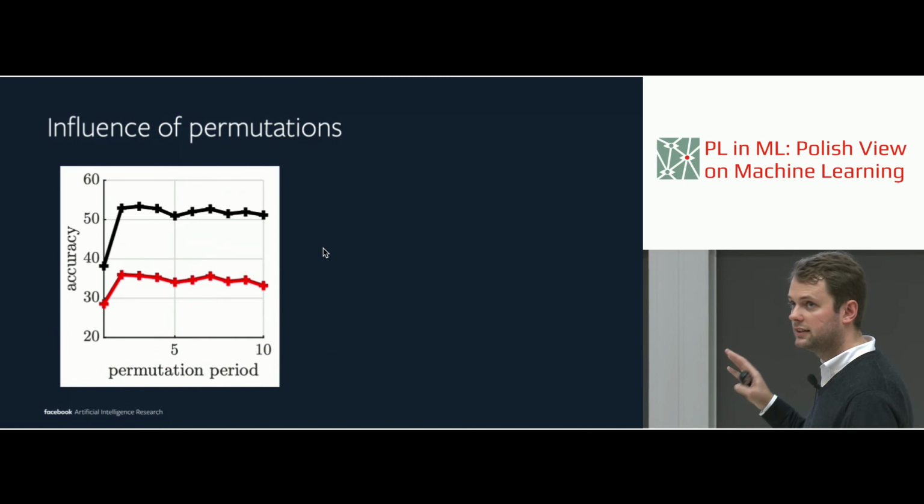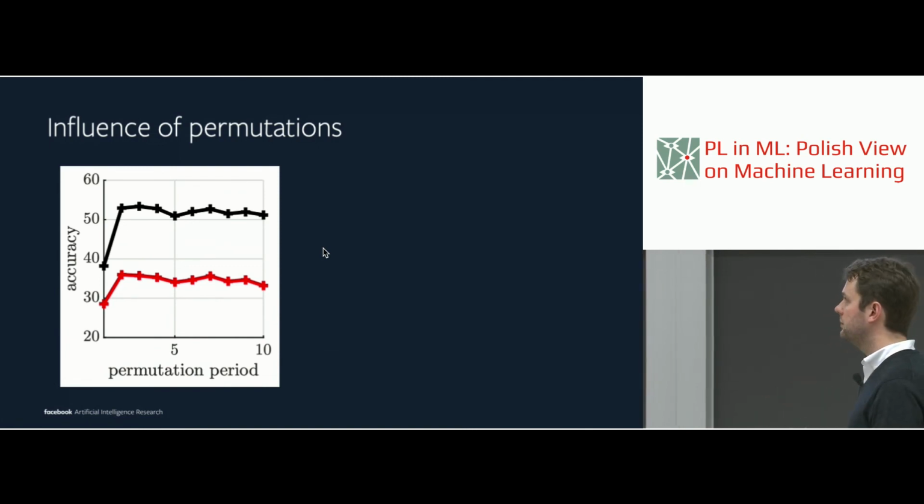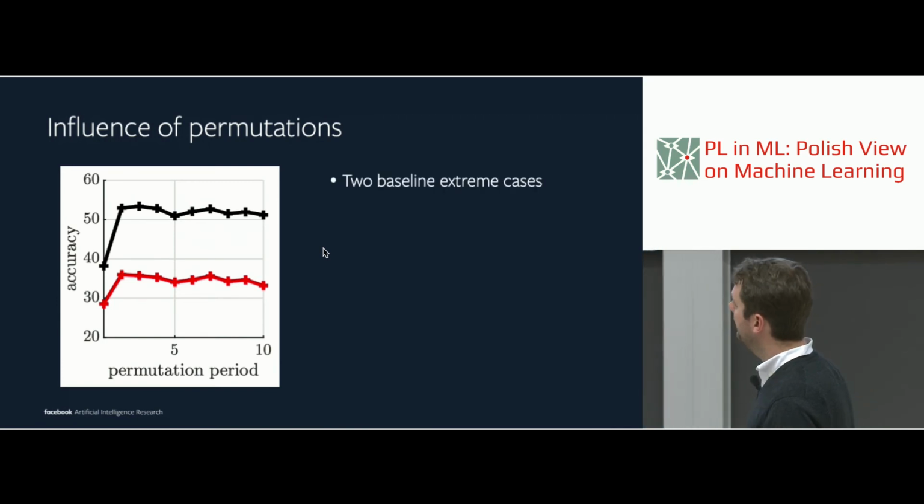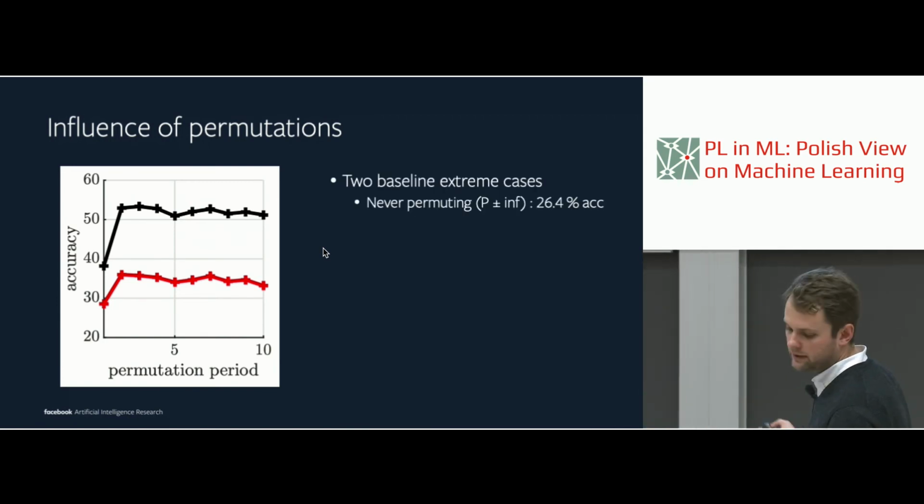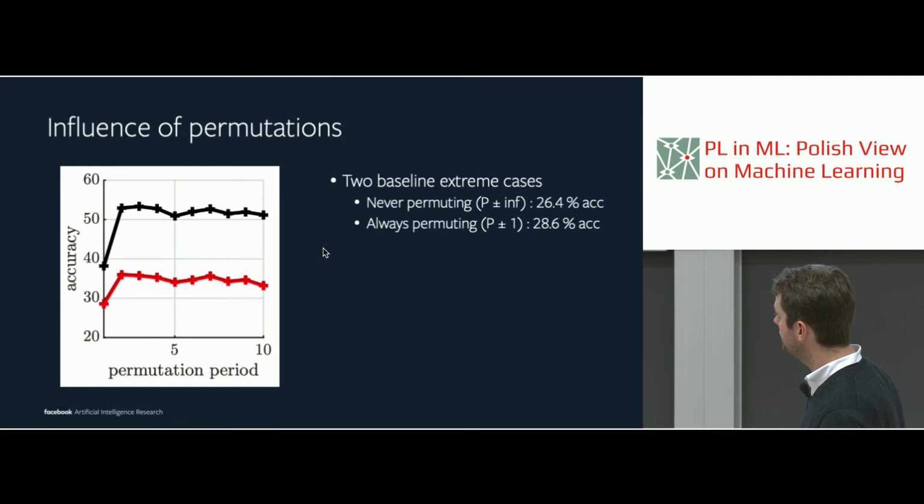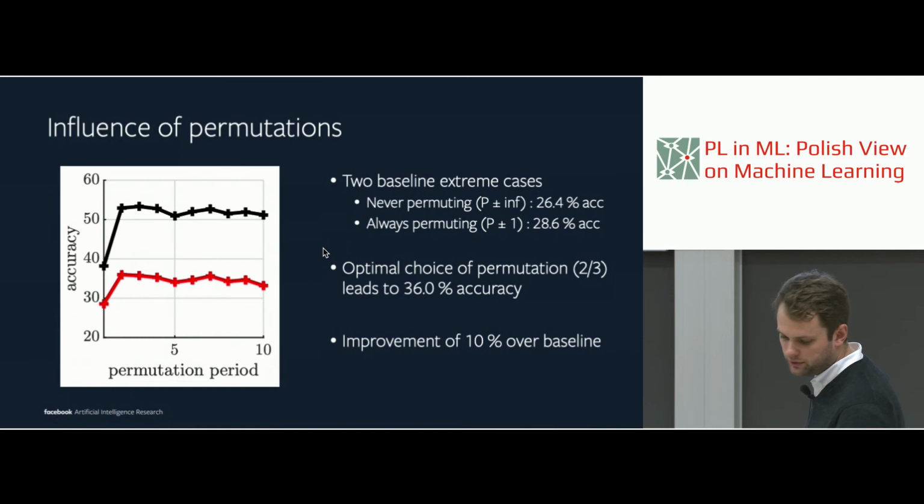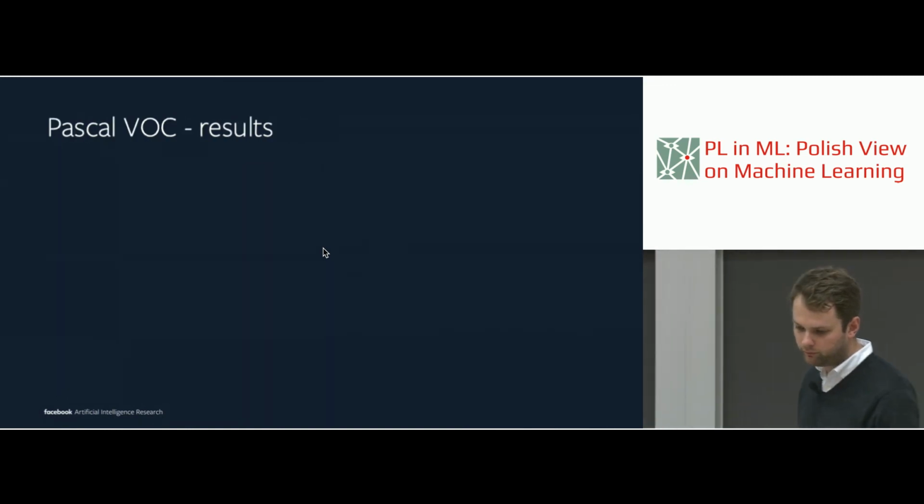What I didn't say is that this permutation matrix, we didn't update it all the time, we did it only every other epoch. And there were 2 baselines, basically never permuting the matrix, always permuting, and there was a trade-off basically leading to the best performance, which was optimizing every other epoch. And it gave almost 10% over never permuting.